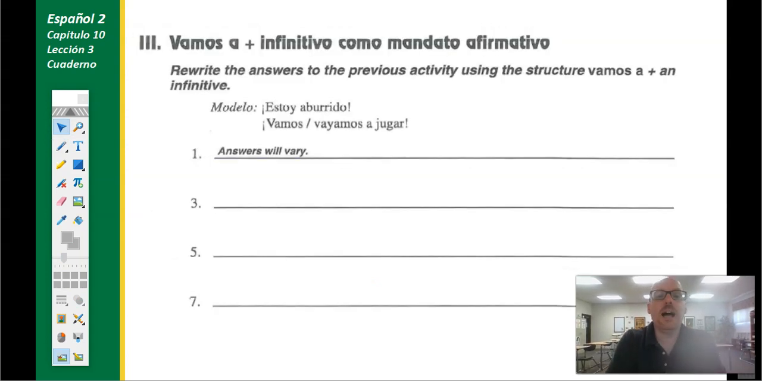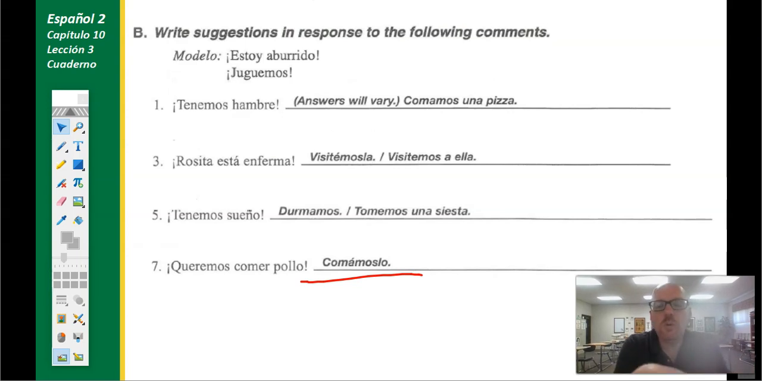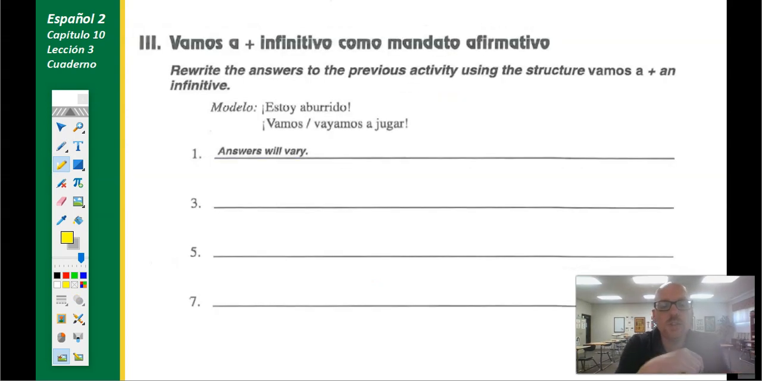Ejercicio 3. Vamos a plus infinitive with the affirmative command. So rewrite these answers to the previous activity, the ones that we just did. We're going to use the structure vamos plus a plus the appropriate infinitive that we used from the sentence. So, número uno, let's look back. Número uno, we had comamos una pizza. So let's use ir plus a plus infinitive. We know that the infinitive here for comamos would be comer. So if we were doing this one, the answer would be vamos a comer pizza. Vamos a comer pizza. Let's eat pizza.